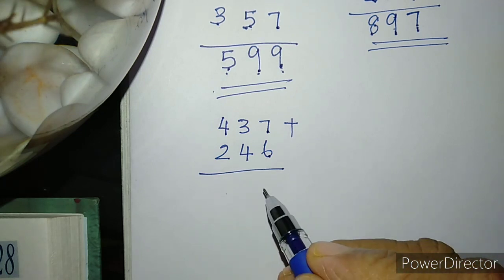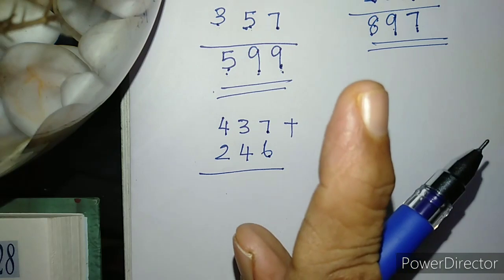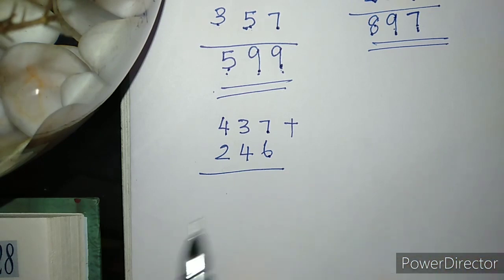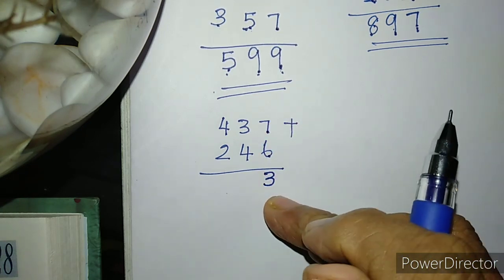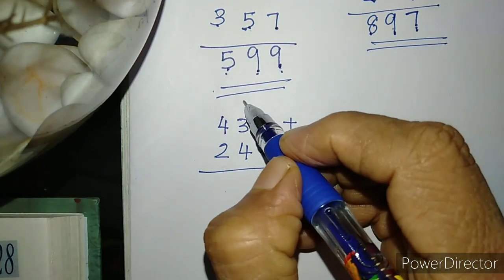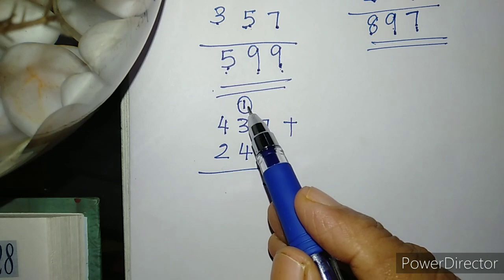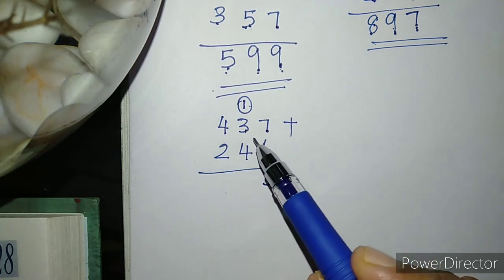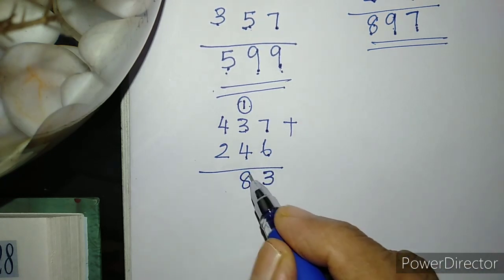13 is equal to 1 ten and 3 ones. So, write 3 ones in ones column. 1 ten carry forward in tens column. Now, 1 ten plus 3 tens is equal to 4. And 4 plus 4 is equal to 8.